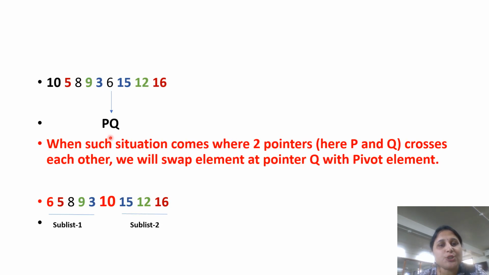So in such a situation, crossing means what? As I have said, P is smaller and we need P to be bigger. So P will move to 15 and Q has moved to 6, meaning P and Q have crossed each other's path. So when such a situation comes where two pointers cross each other, we will swap in such a way that only Q will replace the pivot element.